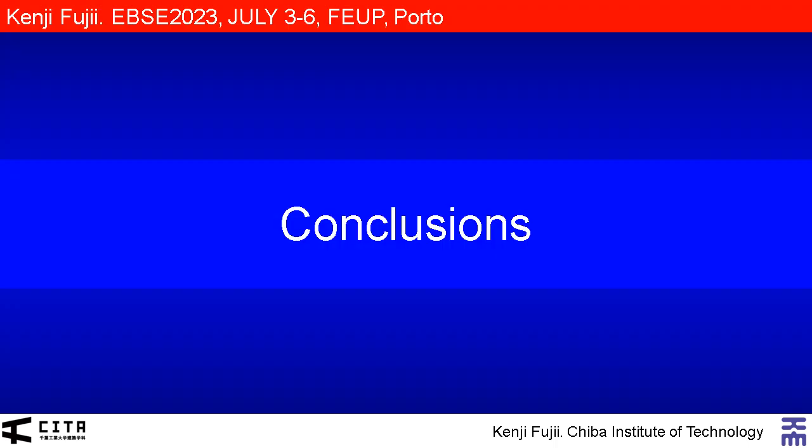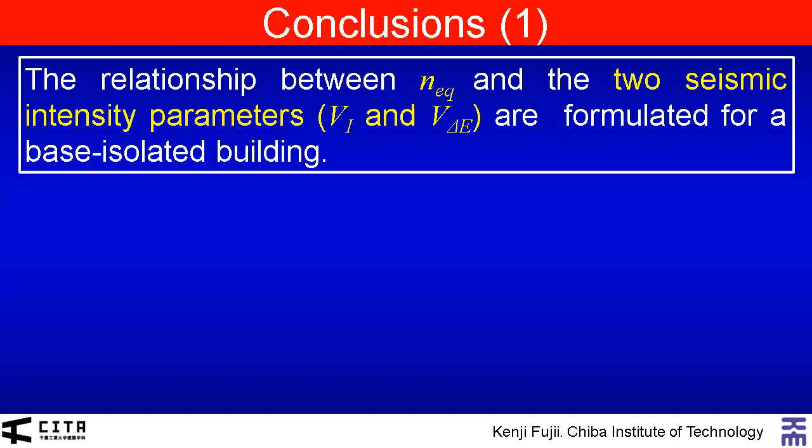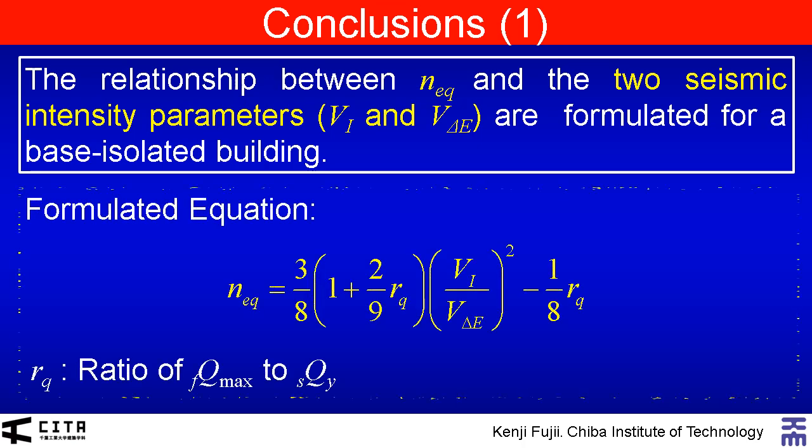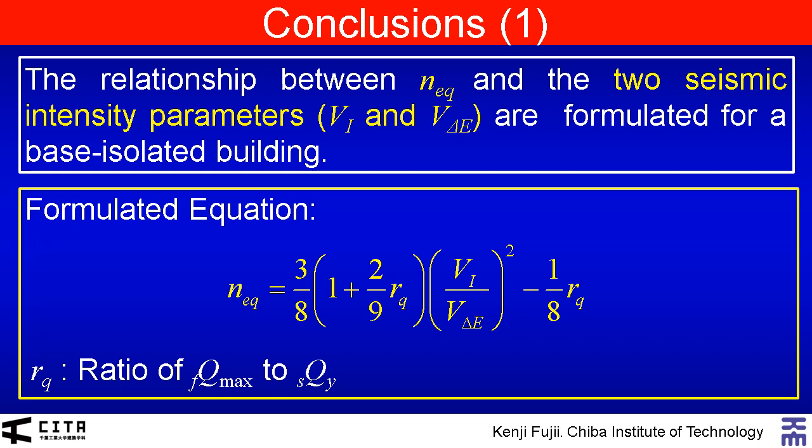Finally, I would like to move to the conclusions. In this study, the relationship between the equivalent number of cycles and the two seismic intensity parameters is formulated for a base-isolated building. The formulated equation is shown here. The parameters of this equation are the ratio of the equivalent velocity Vi over V delta E, and the other is the ratio RQ.